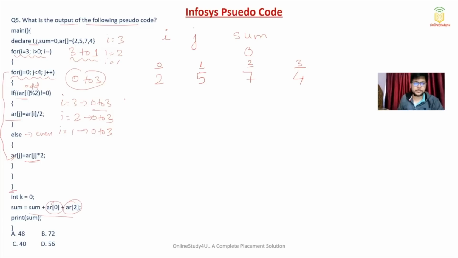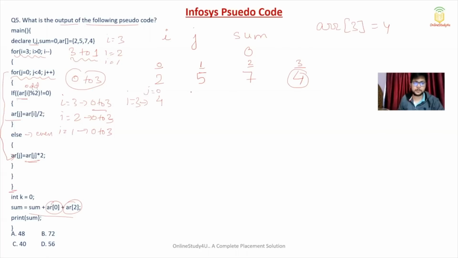Fine. Let's compute this. When i is equal to 3, what is the value of array of 3? Array of 3 is 4 now, right? So this is my first iteration when i is 3. For j is equal to 0, I'll check if array of i, that is if 4 is odd or not. It is not, it is even. So I have to do array of j is equal to array of j into 2. Basically, I have to double the value. So array of 0 is equal to array of 0 into 2. It will become 4.